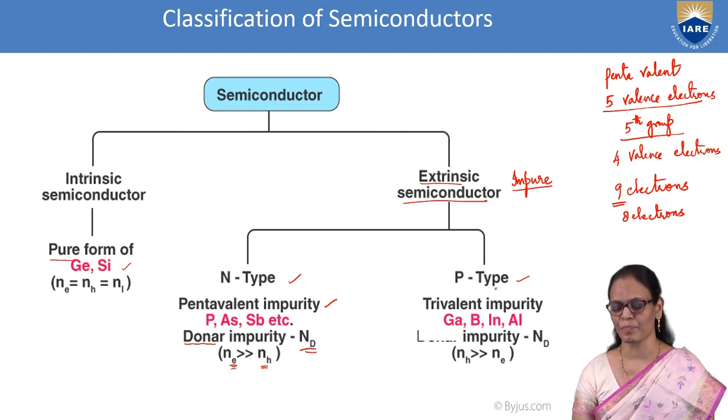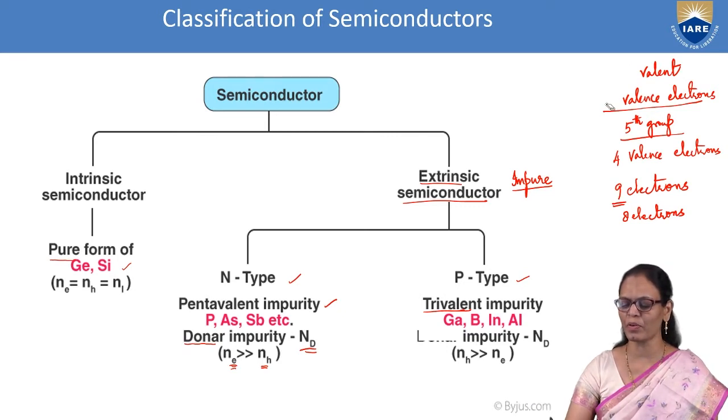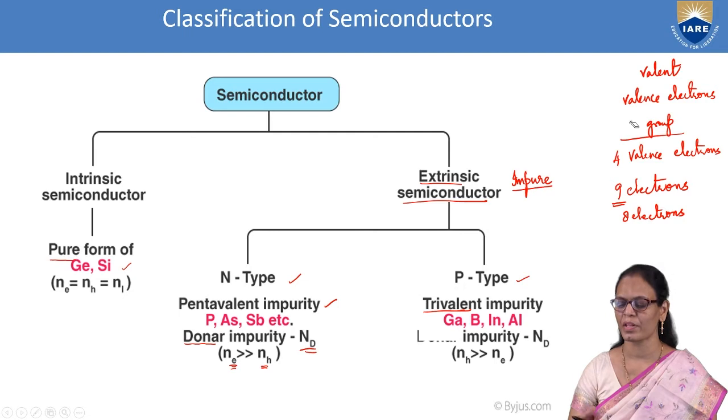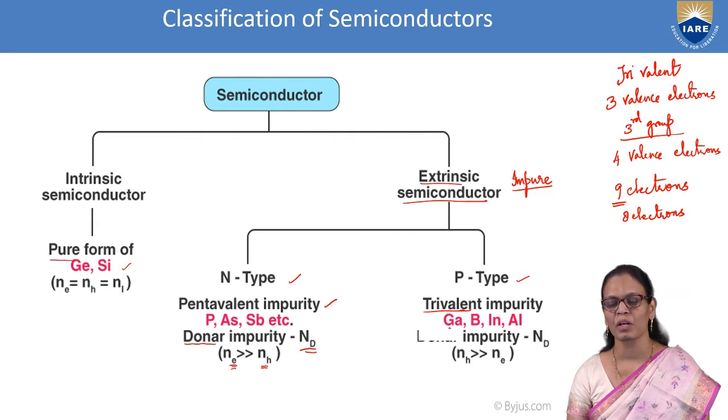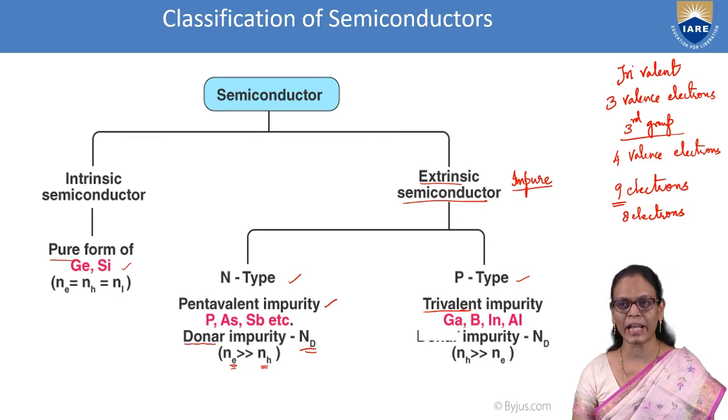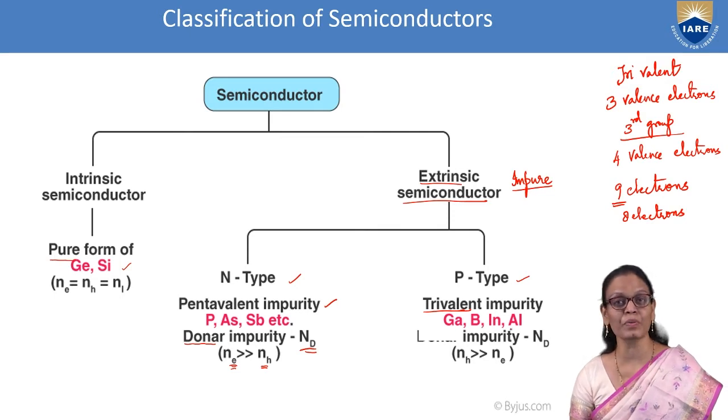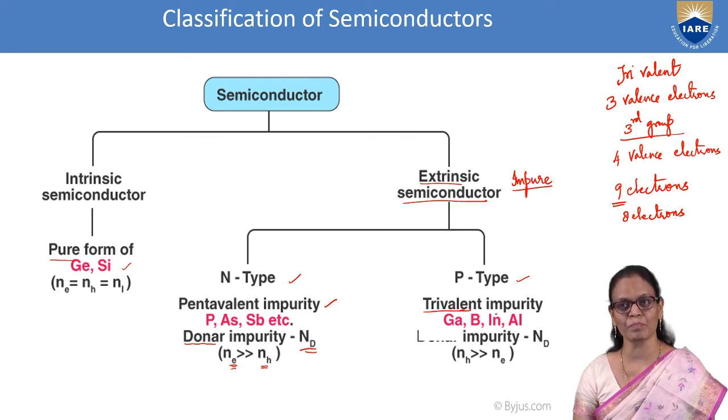Now coming to the P-type. When we add a trivalent impurity. So what is a trivalent impurity? Tri means 3, so it will have 3 valence electrons. They belong to the third group. Whenever we add an impurity from the third group, examples gallium, boron, indium, aluminium, having 3 valence electrons, then it becomes a trivalent impurity.